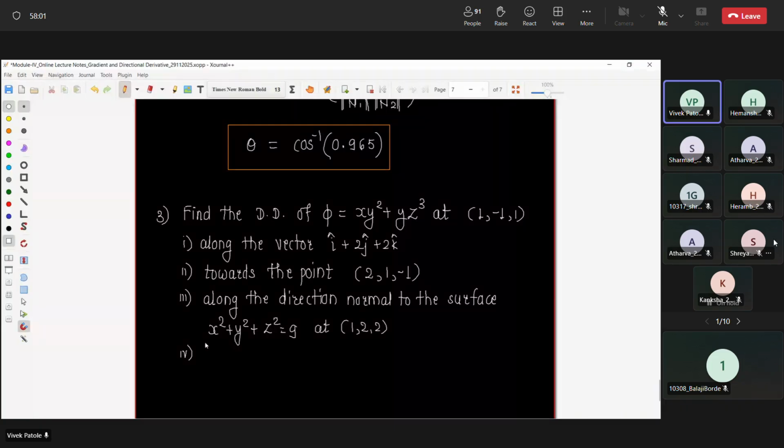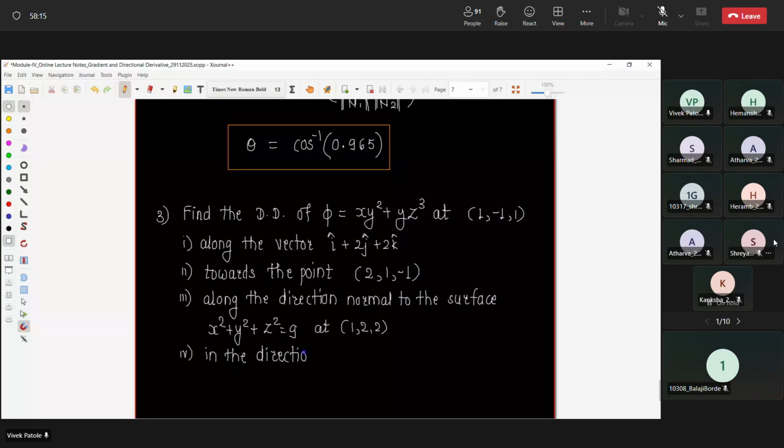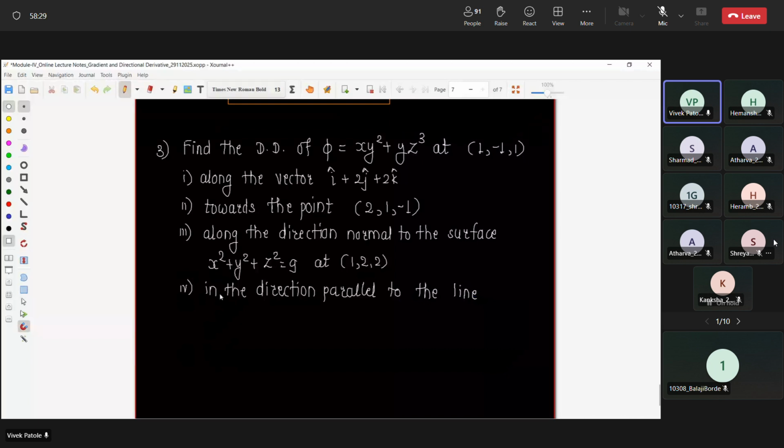Then, in the direction parallel to the line x minus 1 equal to 3 minus y equal to 2z. Right?